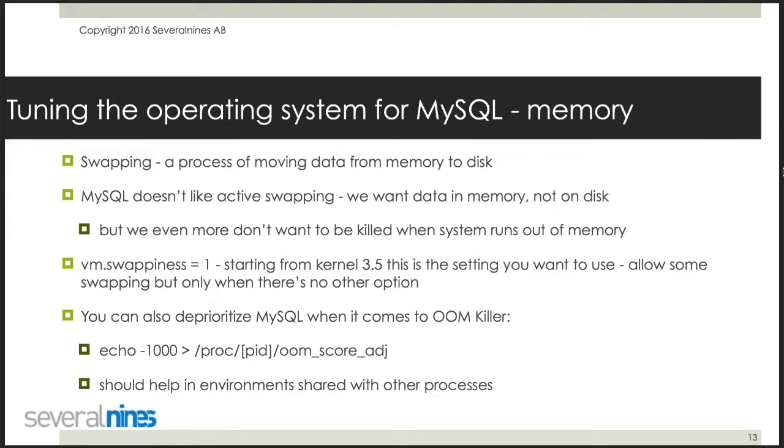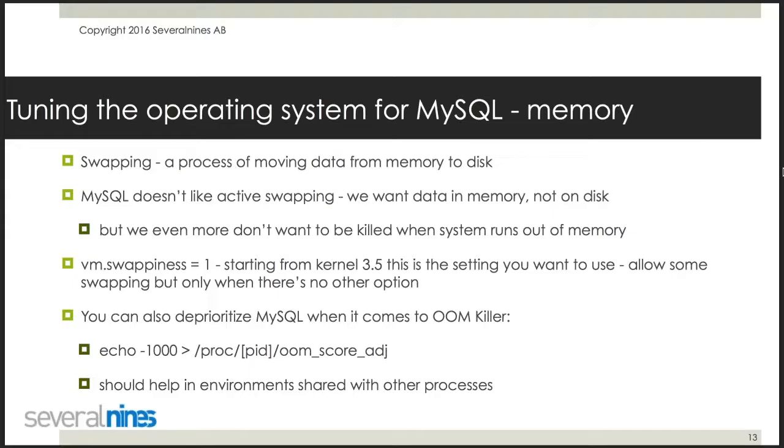And you can achieve it by setting vm.swappiness equal to 1. In the past, you may have seen suggestions on the internet to set vm.swappiness to 0, which was an okay setting for old kernels, but starting from 3.5 that just means that there is no swapping at all, which obviously is dangerous. So you want to set this setting to 1, just to allow a little bit of swapping if that's the only way to keep MySQL up.